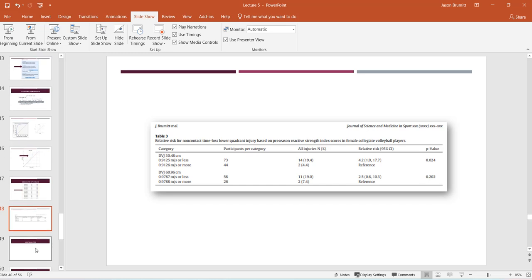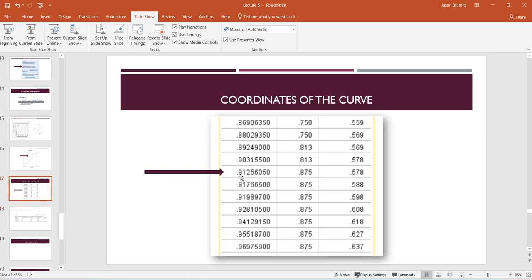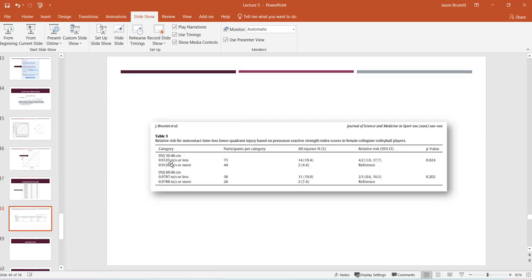So now what I did is I broke people up into at-risk and lesser risk groups. If you were 0.9125, that was if you were 0.9125 or less, you were the at-risk group. If you were 0.9126 or more, a bigger number being something that was better, then you were in the reference group. And if we go across here, we see that there were 14 injuries in that group versus 2 in the other group, and that was 4.2 times more likely to be injured, significant 0.024.